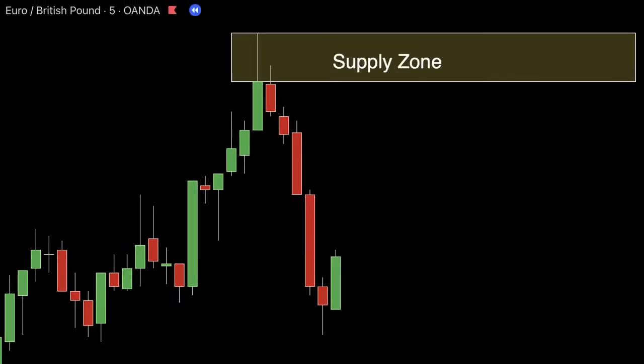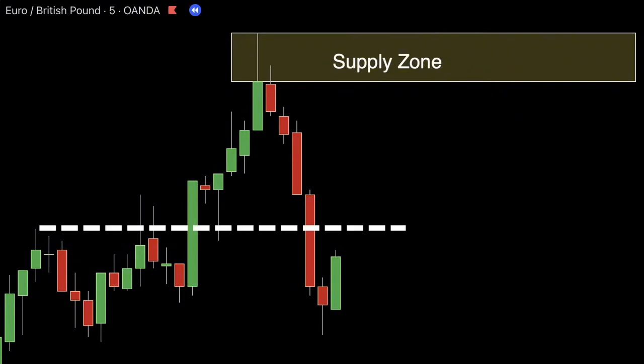Here, we're looking at a supply zone. Before jumping into a trade, let's make sure this zone qualifies as a high probability setup. The candles dropping from the zone are large and bearish, showing strong selling momentum. This suggests smart money involvement. The zone is fresh and hasn't been retested since it formed. Fresh zones often lead to strong reactions.